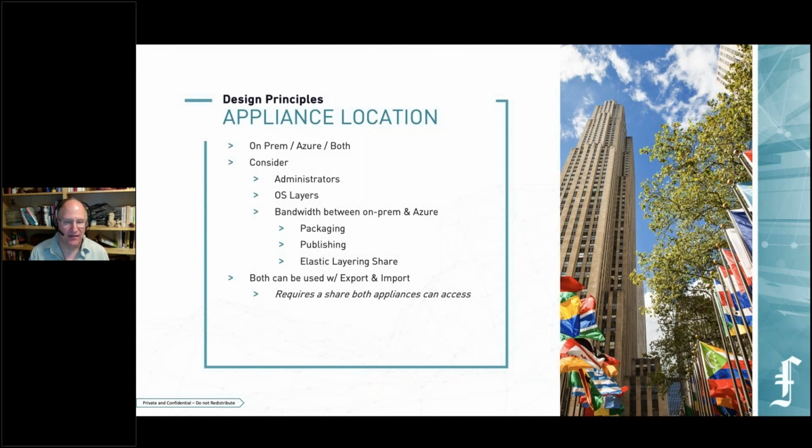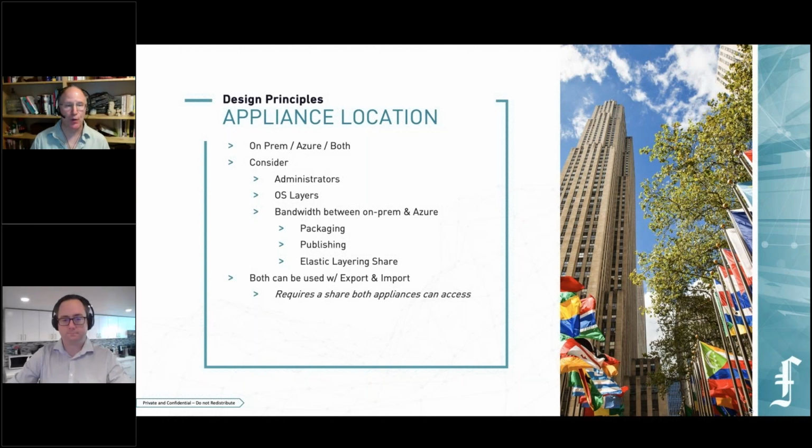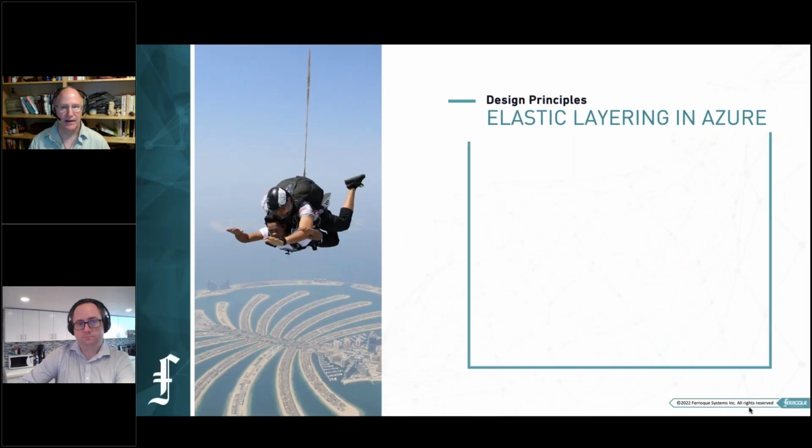And the last thing on the side there is import export. The main thing to remember there is you need some kind of interim share to do that functionality. When you use export, you're actually exporting the VHD files that are the layers to a share, and then you import them from that share. So you have to have some common share that both can get to use that functionality. Next slide.